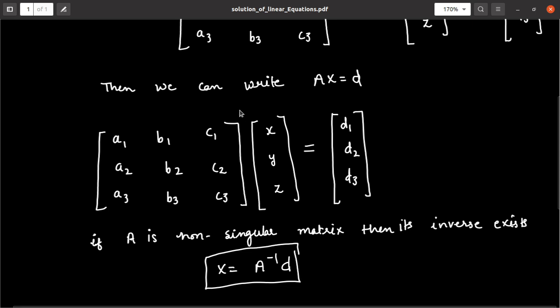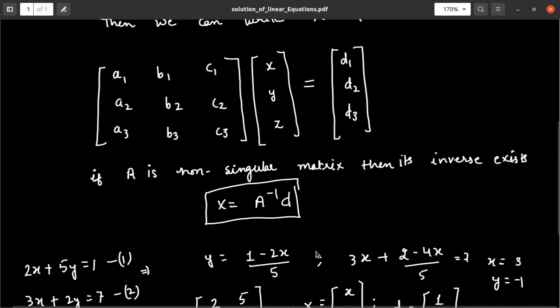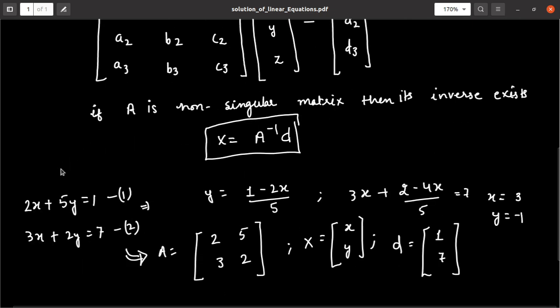So we can find out the value of x, y and z, which are stored in this x column vector, given by A inverse into d. To solve that in MATLAB, let's look at a simple two equations which has two variables x and y.